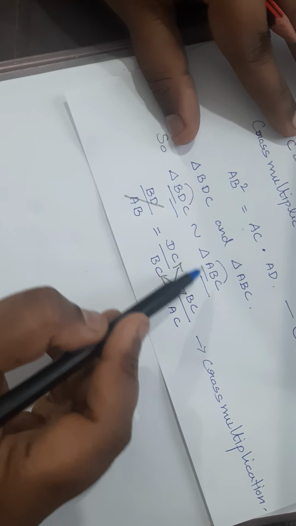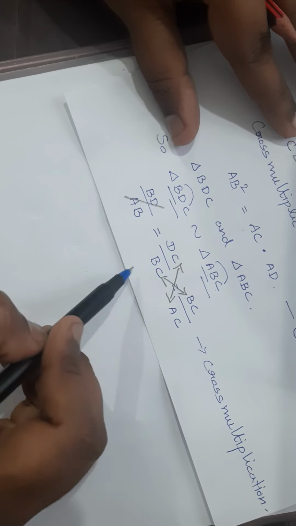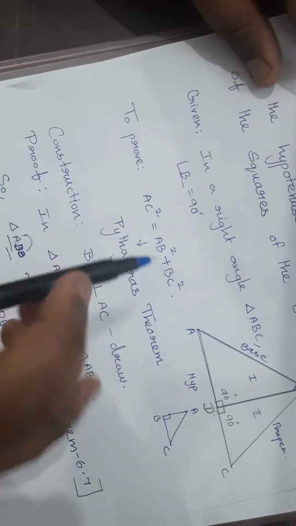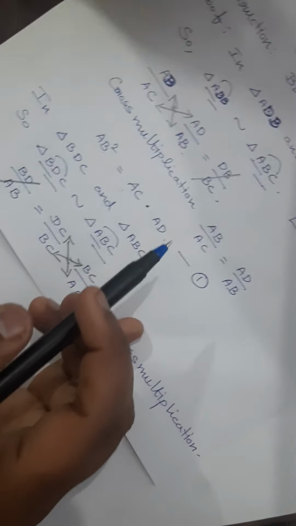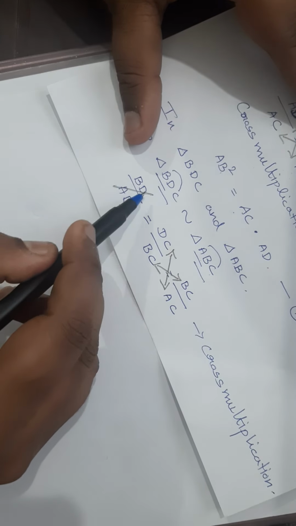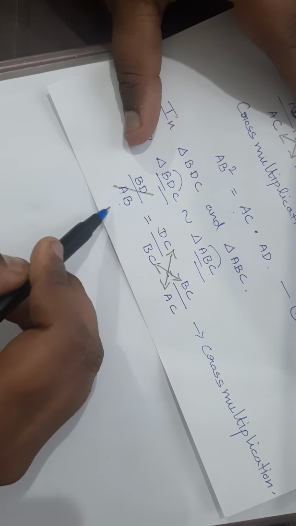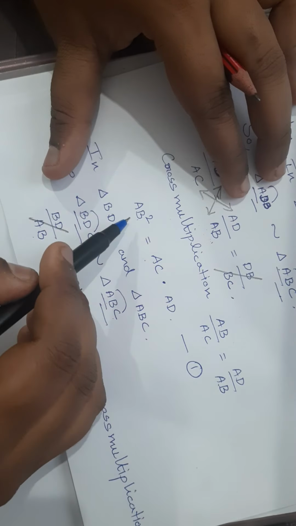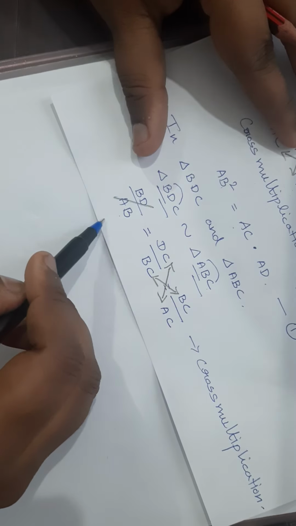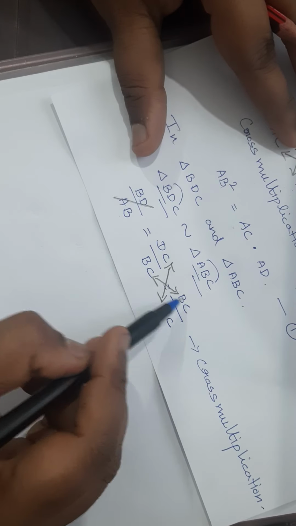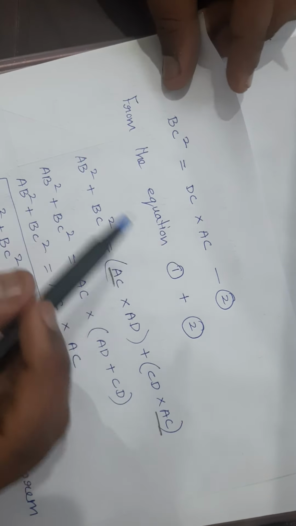The three sides will coincide. So which one coincides with these three squares? BC will coincide, because here no BC, we already know AB square. So no BC and no AC. So BC square equal to AC into DC. BC square equal to DC into AC.